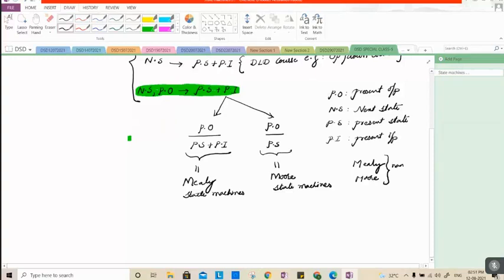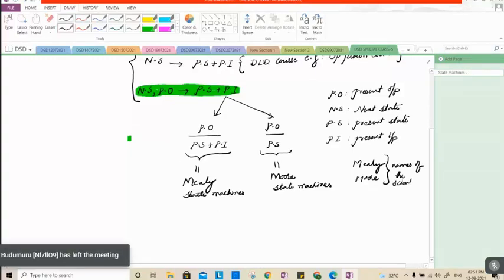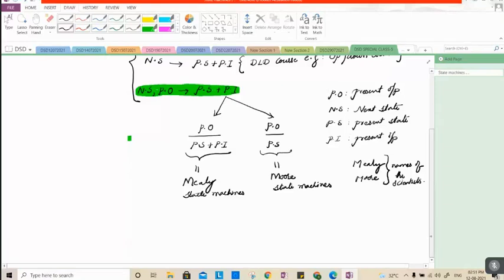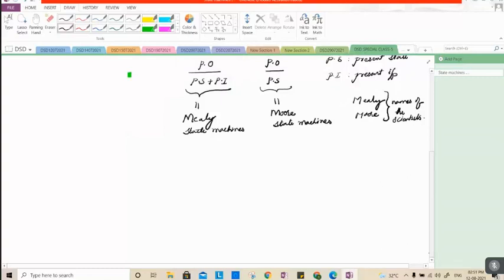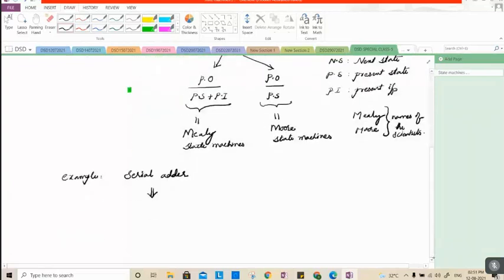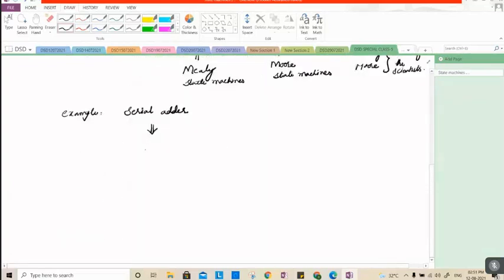These two are names of the scientists. So Mealy machines and Moore machines. Now what we have done is, here we have taken an example of a serial adder. Any doubts for anyone? Serial adder we have taken.